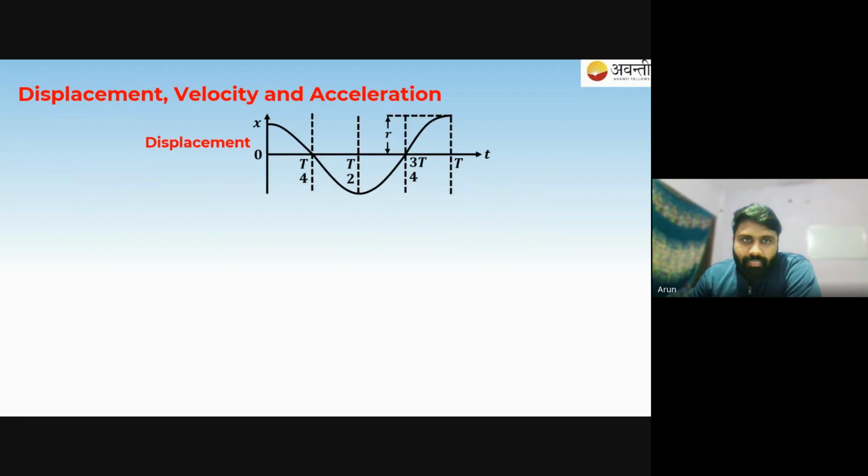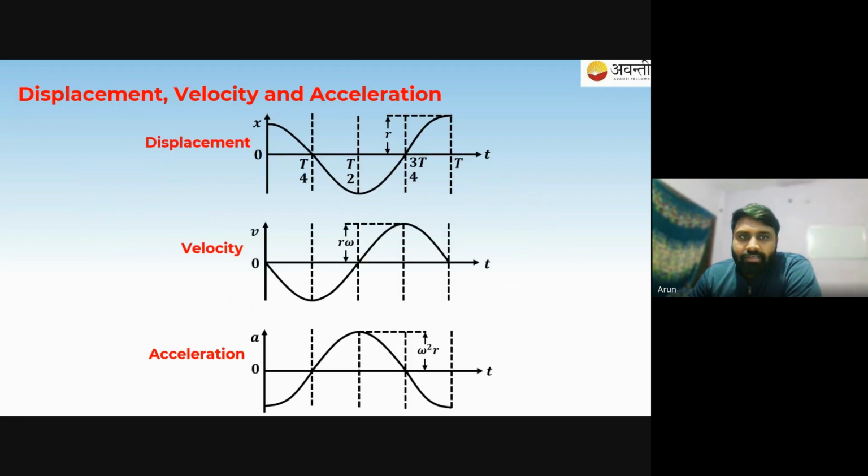Now if we plot the graphs of displacement, velocity and acceleration, displacement is maximum at time t equals 0. So this will be given by x equals a cos(omega t plus phi). Because if t equals 0 and phi is also 0, then cos 0 will become 1. So we can say that x has the maximum value, and simply the maximum value of this cos function will be 1. So x will be a. So the cos graph will be followed here.